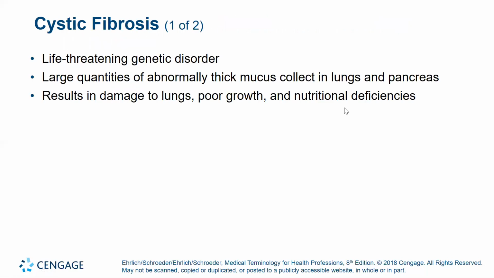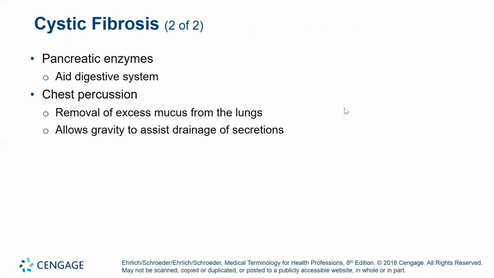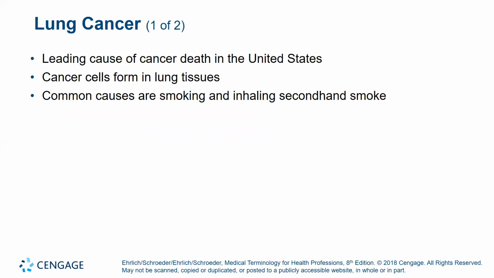Cystic fibrosis is a life-threatening genetic disorder. It results in damage to the lungs, poor growth, and nutritional deficiencies. They can do chest percussion where they remove all excessive mucus from the lungs, and they also give pancreatic enzymes to aid the digestive system.